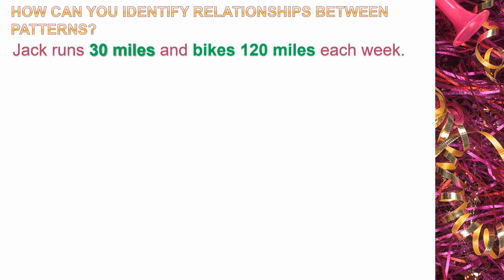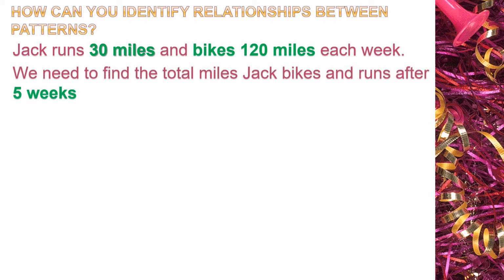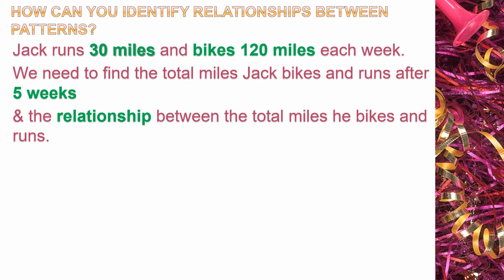Jack runs 30 miles and bikes 120 miles each week. We need to find the total miles Jack bikes and runs after 5 weeks, and the relationship between the total miles he bikes and runs. So in this question, we are clearly given two rules and how many weeks we need to find.